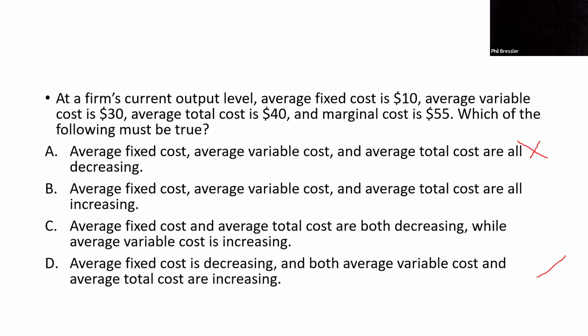At the firm's current output level, average fixed cost is $10, average variable cost is 30, average total cost is 40, and the marginal cost is 55. Which of the following must be true? Give you a minute to look at that.